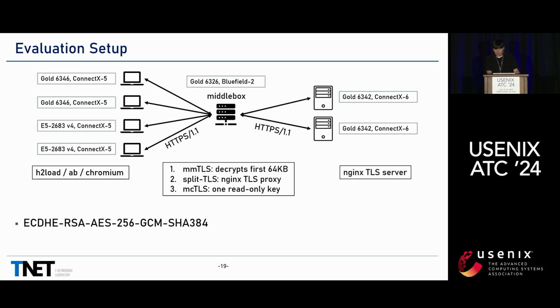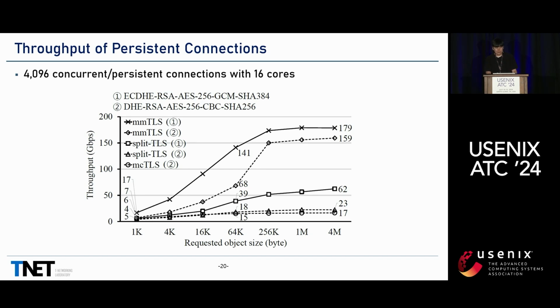For the cipher suite, we mainly use AES GCM on TLS 1.3, which is the most popular cipher suite today. And for comparison with an existing work, we added support for AES CBC on TLS 1.2. We evaluate the throughput of persistent connections using 4,000 concurrent connections for the 2 cipher suites. For the first cipher suite, which is the most popular one today, mmTLS shows up to 4.6 times better throughput than the split TLS middlebox. And for the second cipher suite, which is used to compare with the existing work, mmTLS shows up to 9.6 times better throughput than split TLS or the existing work.